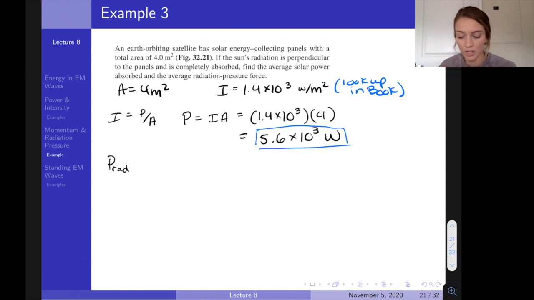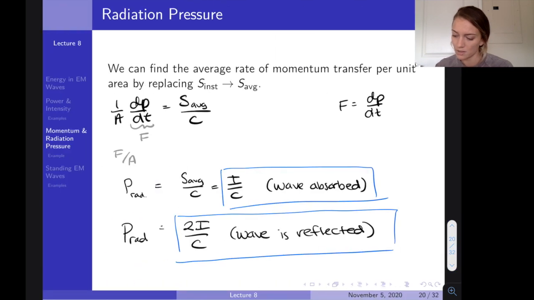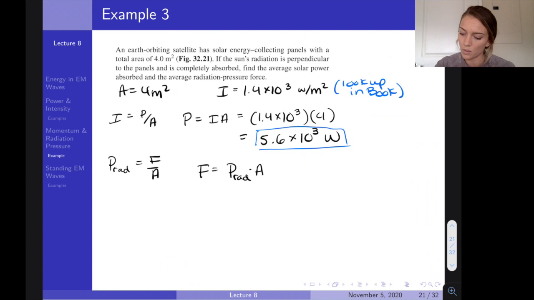So remember that the pressure is force over area. So they're just asking what is this force here. So find the radiation pressure on this satellite panel, you know the area, and then just calculate the force. So we want the force is equal to P rad times the area. And P rad, so the pressure, is just going to be I over C, the intensity over C, because on a solar panel, obviously it's going to be absorbed.